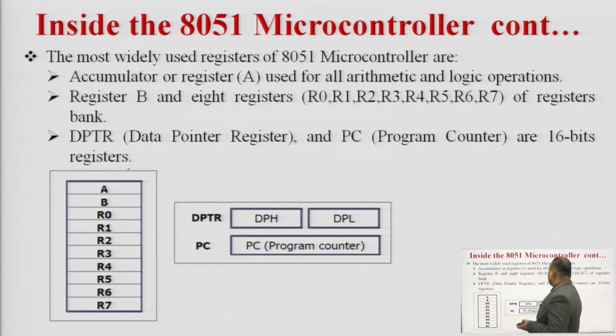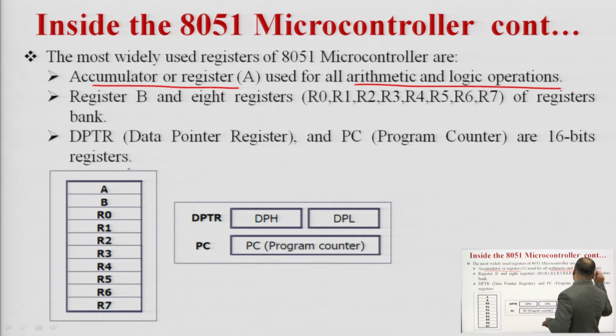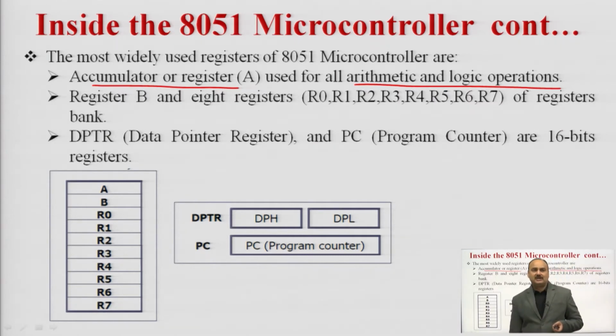The most widely used register of the 8051 microcontroller is the accumulator, or register A, used for all arithmetic and logical operations. It is important to remember that one of the operands must be in the accumulator, and the result of an arithmetic or logical operation is always stored into the accumulator. This is a very important point to remember regarding the accumulator.